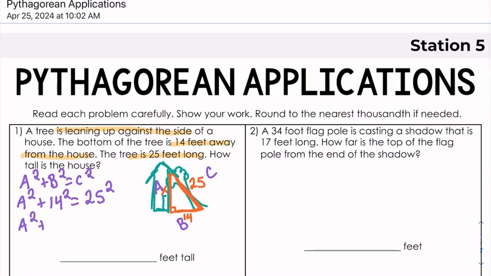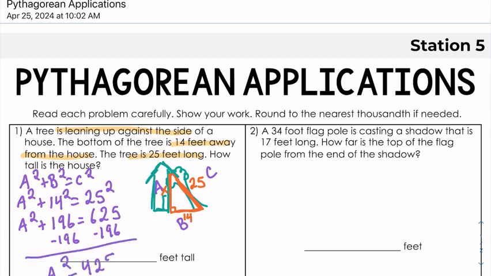14 times 14 is 196. 25 times 25 is 625. Now I need to subtract 196 from both sides, and I'm going to get A squared equals 429, which means A equals the square root of 429, which is 20.71 for our final answer on number 1.